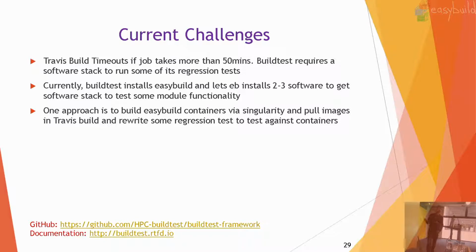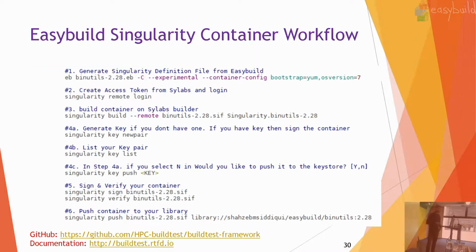So at the moment, we're just building 2 or 3 software packages and then testing the module features, like the module load test and other features, because we need to have a module stack in order to do this. One of the things I was thinking about was, well, we could try to build the EasyBuild container in Singularity, pull the images in Travis, and then rewrite some of the regression tests, so that way we reduce some time.